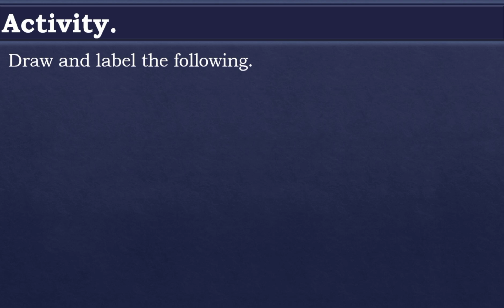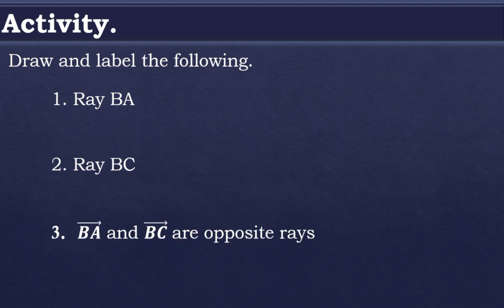So let's start. So I have here, draw and label the following. So let's see if you can still recall the concept of ray, collinear, opposite rays. So tingnan natin if you can still illustrate the given mathematical illustrations. Okay, so we have here ray BA, ray BC, and then ray BA and BC are opposite rays. So how are you going to illustrate this? Okay, so first, this is your ray BA.